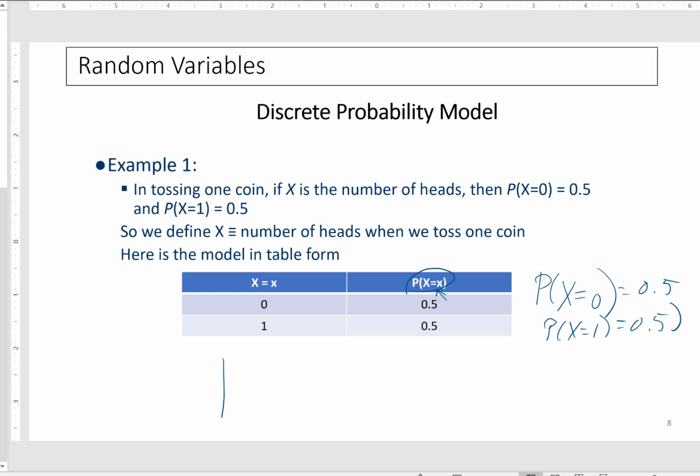Now, if I were to make a histogram of this with the values of 0 and 1, well, my bars for this would both be at 0.5. Would both be at 0.5, a uniform distribution.